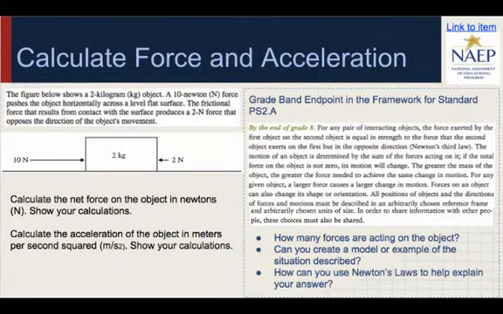The figure below shows a 2-kilogram object. A 10-Newton force pushes the object horizontally across a level flat surface. The frictional force that results from contact with the surface produces a 2-Newton force that opposes the direction of the object's movement. Calculate the net force of the object in newtons. Show your calculations. Calculate the acceleration of the object in meters per second squared.